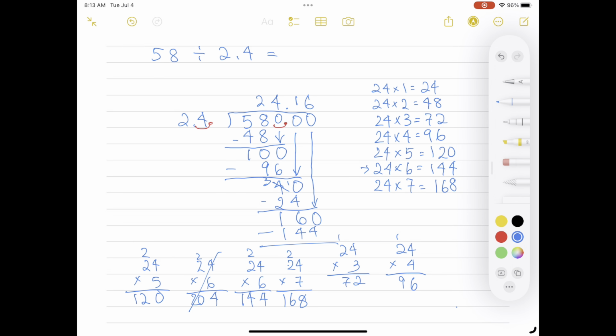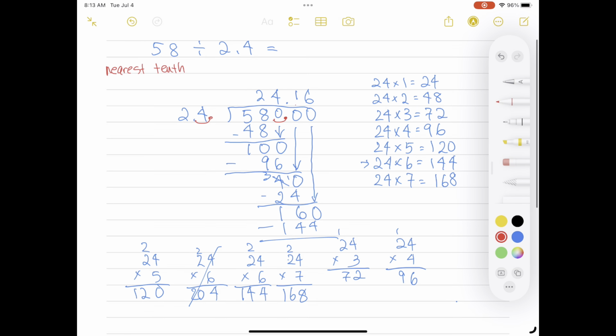Since we need to solve this calculation to the nearest tenth, we are done with our division, and we know we need to round up. So 58 divided by 2.4 is 24.2. We round up to 2. And we box our answer.